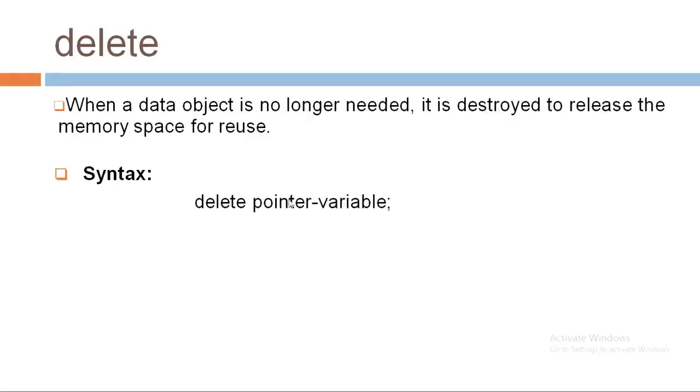Here pointer variable is a variable which is allocated memory dynamically using new variable. So whenever it is no longer needed, we can delete that memory space allocated to that pointer with using delete operator. For example, delete p will deallocate or free the memory space which is allocated to the pointer p which is previously declared with new operator.